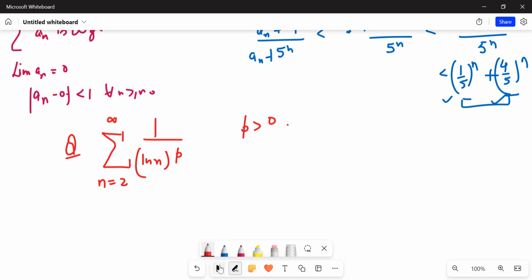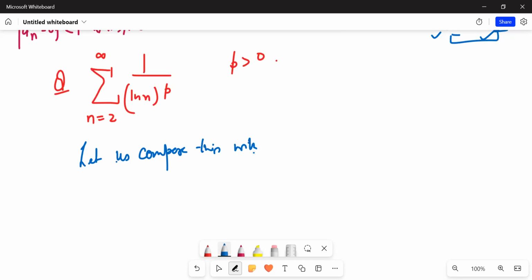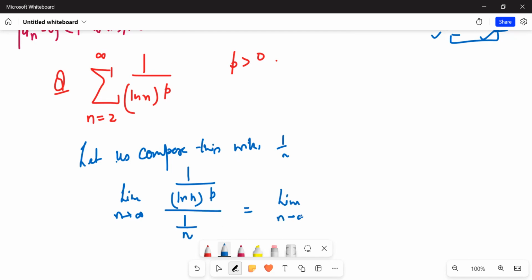Okay, so what I'll do, let us compare this with 1 upon n. See how. Limit n tends to infinity of (1 upon ln n) whole raised to power p divided by 1 upon n, which equals limit n tends to infinity of n upon (ln n) raised to power p.